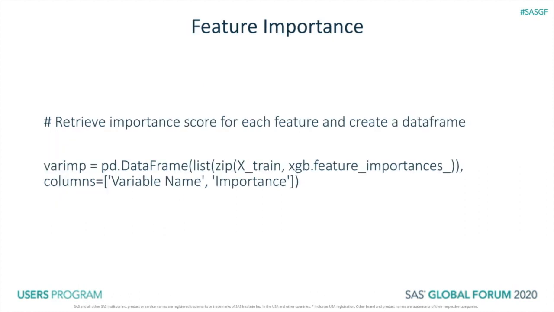A trained XGBoost model automatically calculates feature importance on your predictive modeling problem. These importance scores are available in the feature_importances_ member variable of the trained model. We are creating a new data frame called var_imp, which contains the variable name and importance score of the variable.